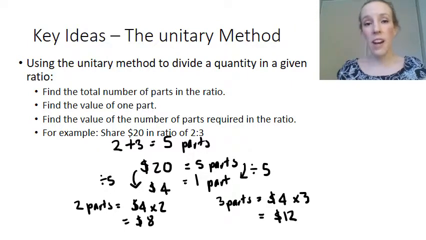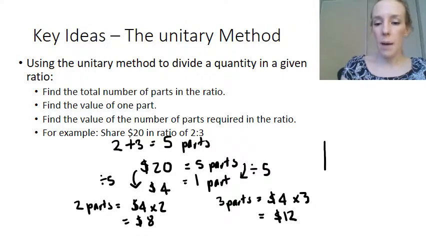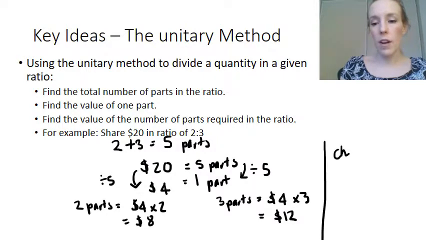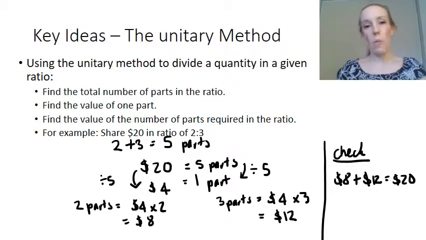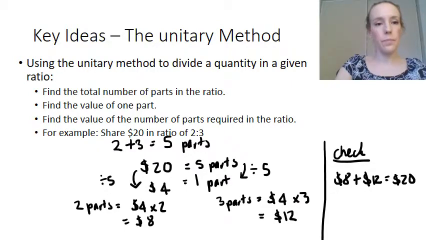If you want to check your answer to make sure that you're correct, obviously you could go below. I'm just going to the side because I don't have space. So check: $8 plus $12. Add those together, it equals 20. Good. So at least we know we're on the right track there.